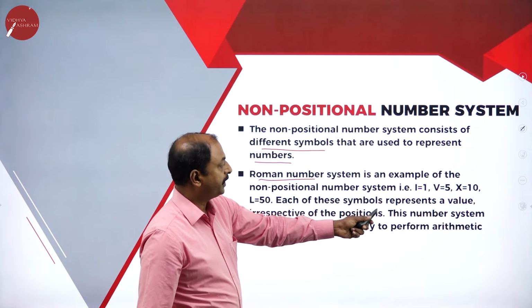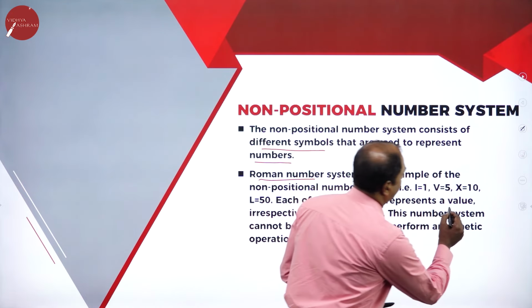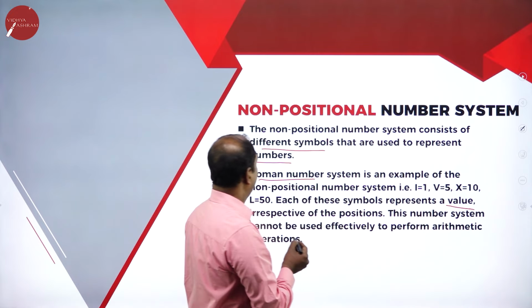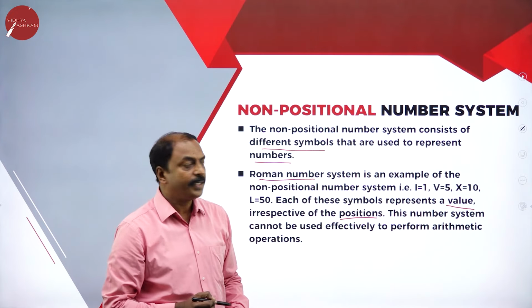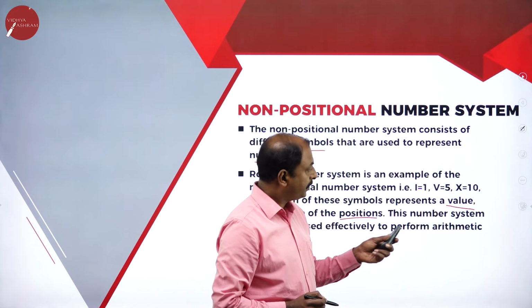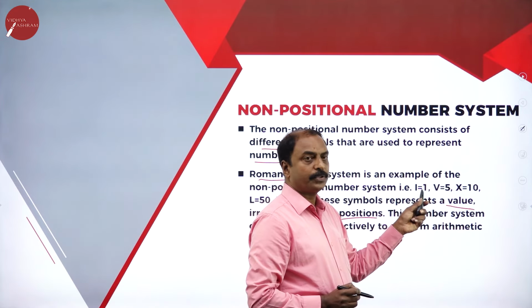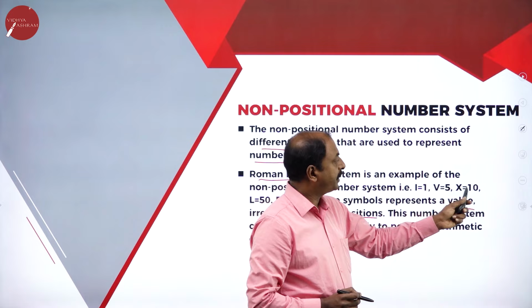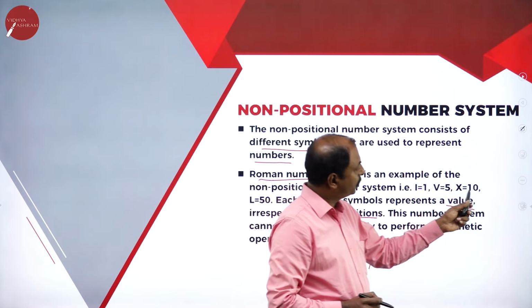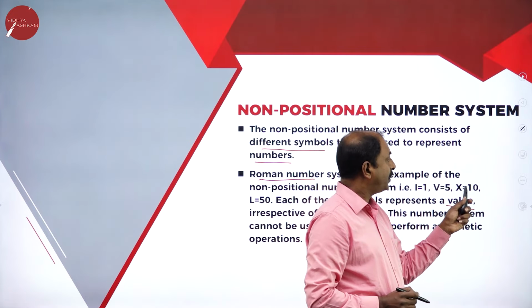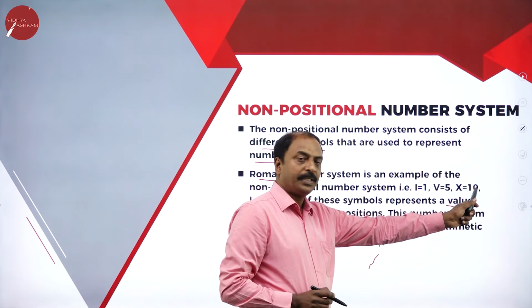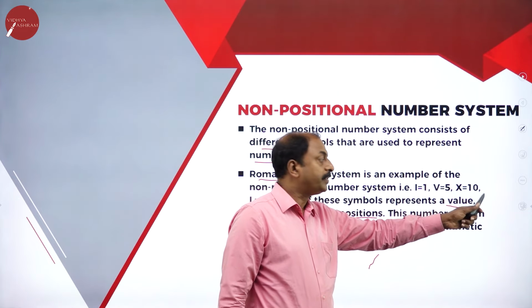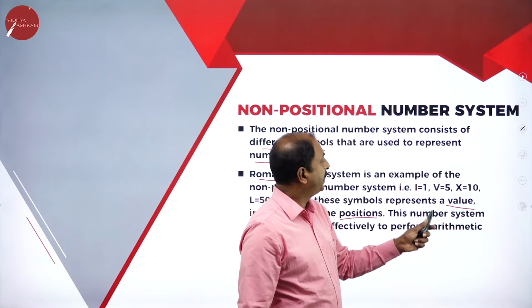Each of these symbols represents a value irrespective of its position. In this example, there is only one position, and here there are two positions. I mean there are two digits. Here X stands for 10. So irrespective of digits, irrespective of its position, it gives a value.